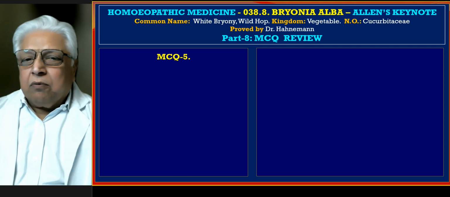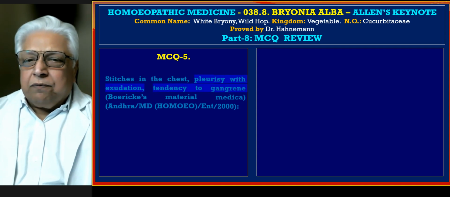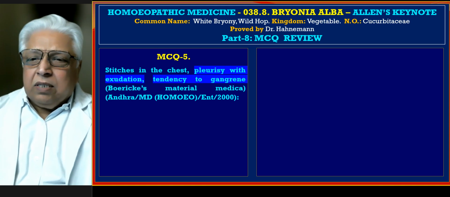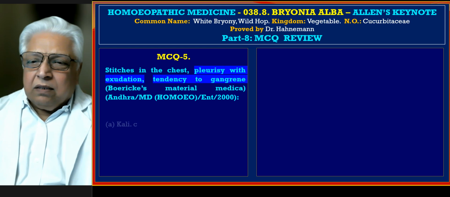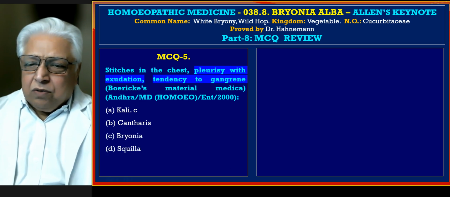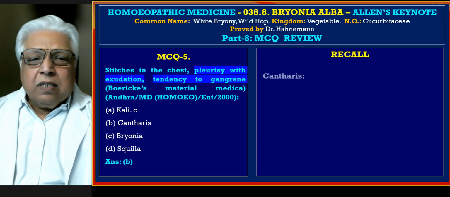Friends, we are going to MCQ number 5. Stitches in the chest, pleurisy with exudation, tendency to gangrene, and the reference is Kali carb, B. Cantharis, C. Bryonia, D. Squilla, and the answer is B, Cantharis.